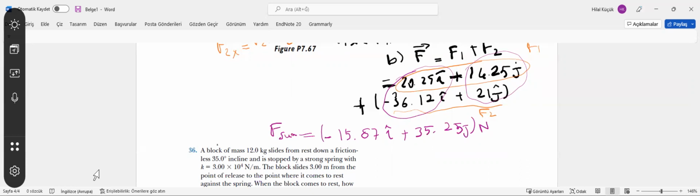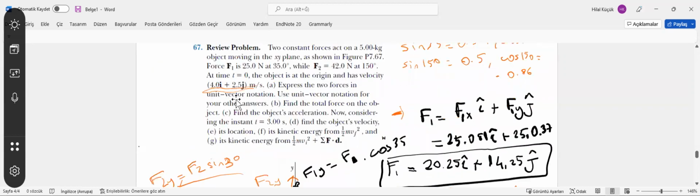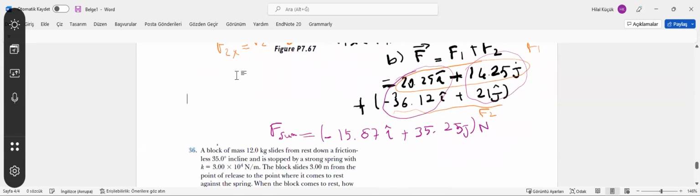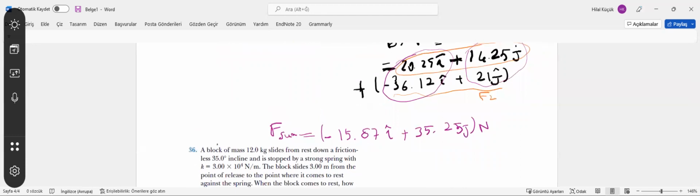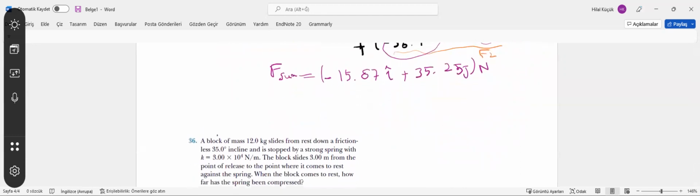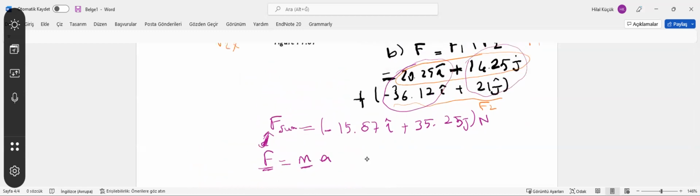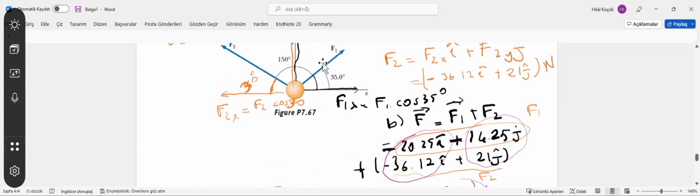Okay. What's the other question? I want to check. Find the object acceleration. This is your part. If you know the sum, of course, you can use that part. F equal ma. You already know m. You already know the sum, this part. Just you need to divide this one by m. And finally, you can find acceleration.